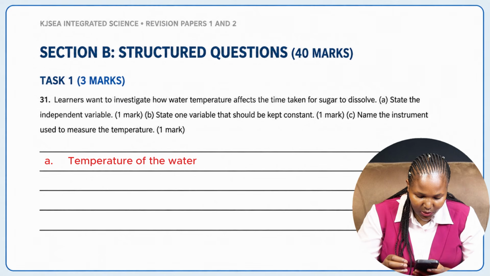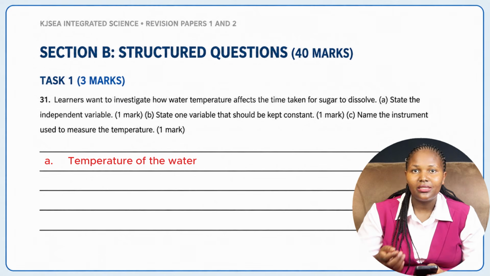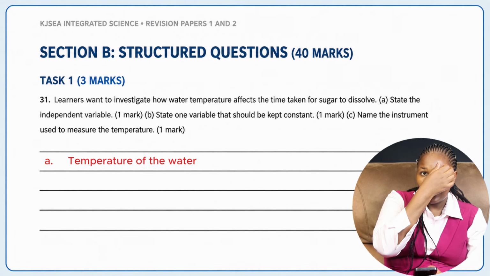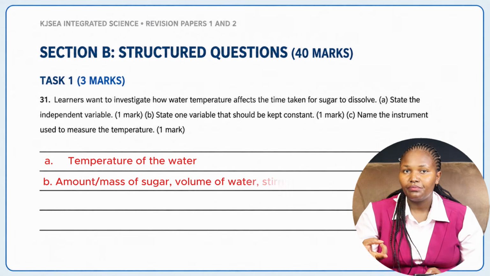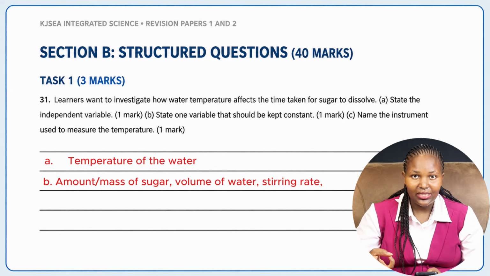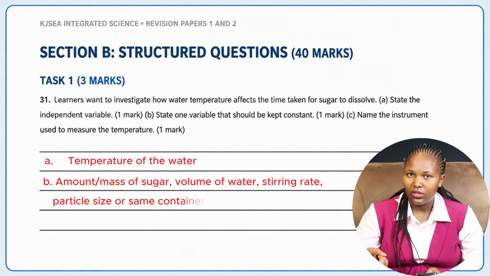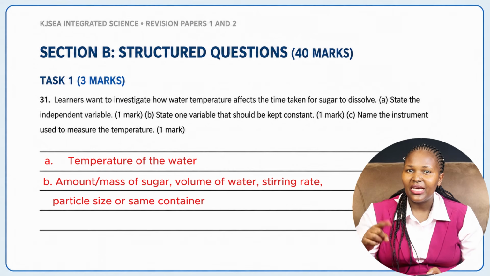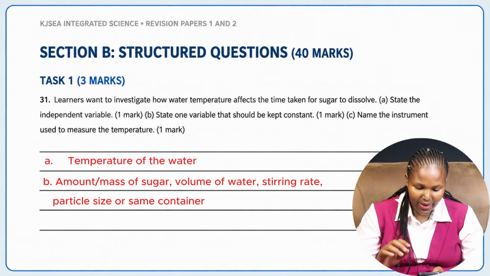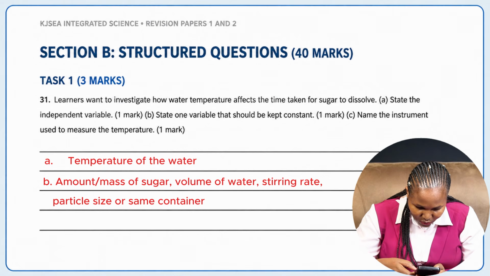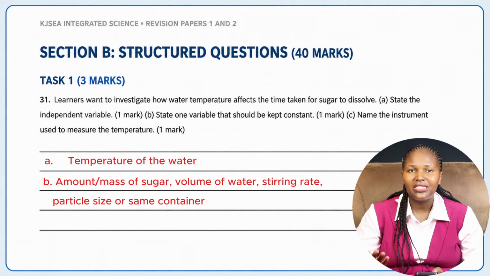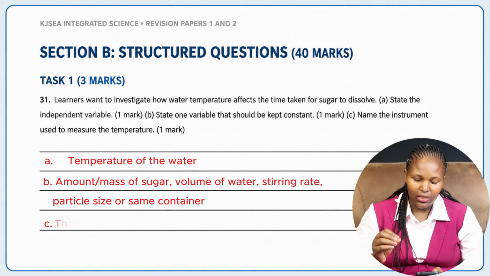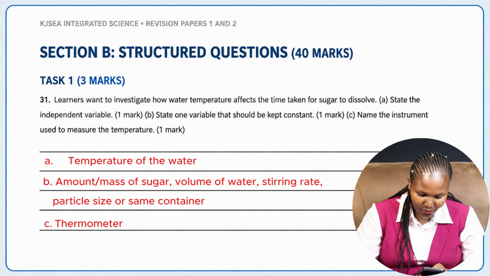Then B, state one variable that should be kept constant. So here you may state the mass of sugar that should be kept constant. You can also talk about the volume of water. It should remain the same. The stirring rate also should remain the same. The particle size or same container. You can state any one of these elements and you will be correct. And then C, name the instrument used to measure the temperature. To measure temperature, we use a thermometer. Then with that, we are done with question 31.